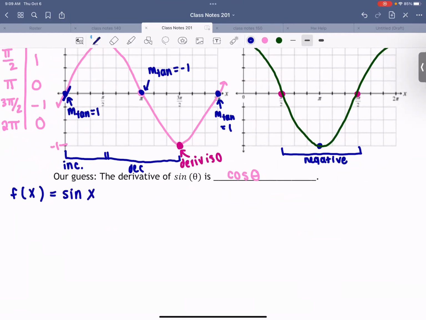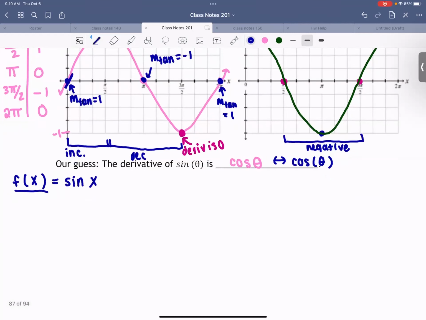I like using x instead of theta, so let me change my function into f of x equals sine of x. Does the cosine theta have parentheses? No, it actually doesn't matter. Since theta is just by itself, you don't need to write the parentheses. But this is function notation, and function notation always has the parentheses. If I'm just writing the function how it's defined, you don't need the parentheses.